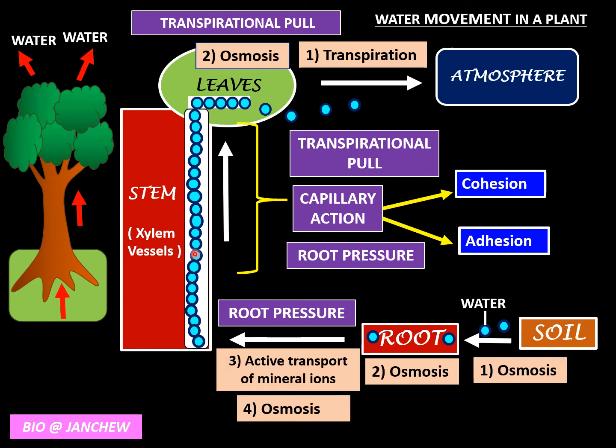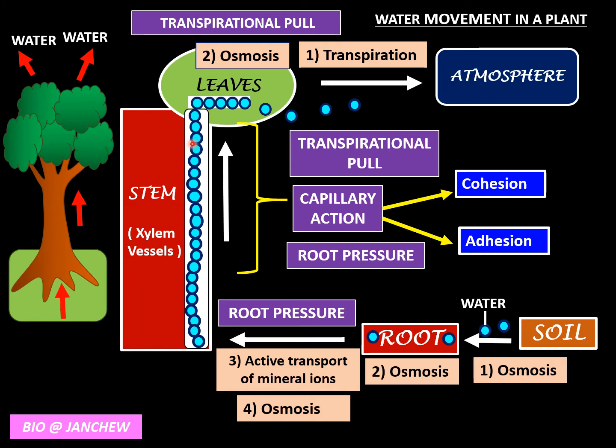And then for the movement of water up the stem, three forces are involved. Transpirational pull, number one, transpirational pull, number two, capillary action, which is made up of the force of cohesion and adhesion, and then also root pressure from below.